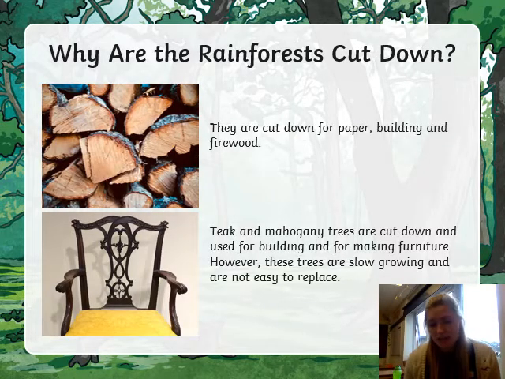So why are they cut down? So we've already talked about using them for paper and for building and firewood. We've talked about using them for furniture, especially trees like teak and mahogany, which are always used for really strong wood for furniture as well.